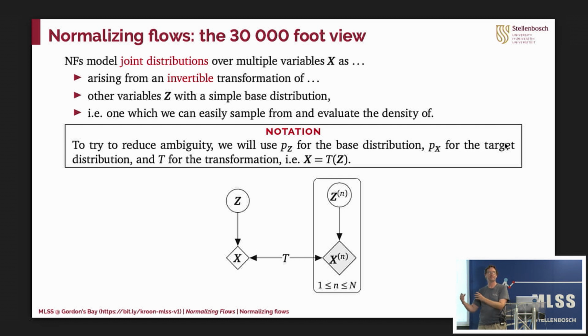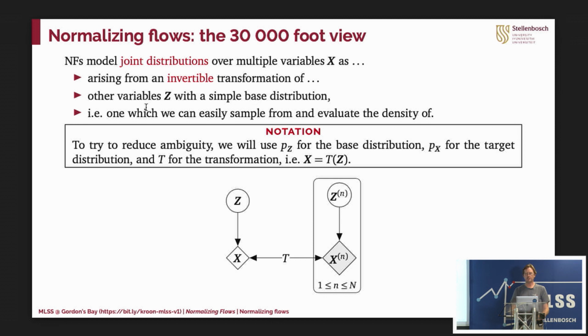comfortable working with. Okay, so normalizing flows at 30,000 feet model joint distributions as a distribution which arises by taking a simple base distribution for variable z and applying a transformation. And the key thing is the transformation is invertible. I can go back to where I came from. And so I apply that invertible transformation to z, and that gives me x.